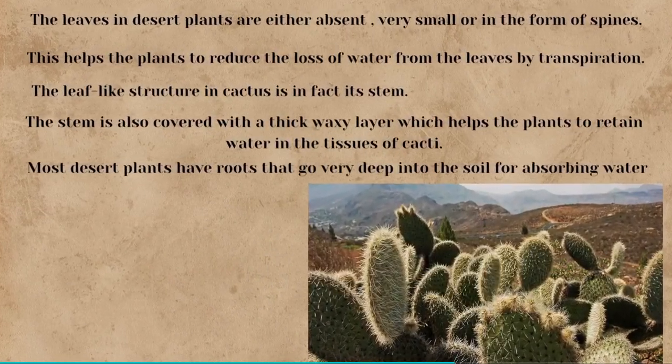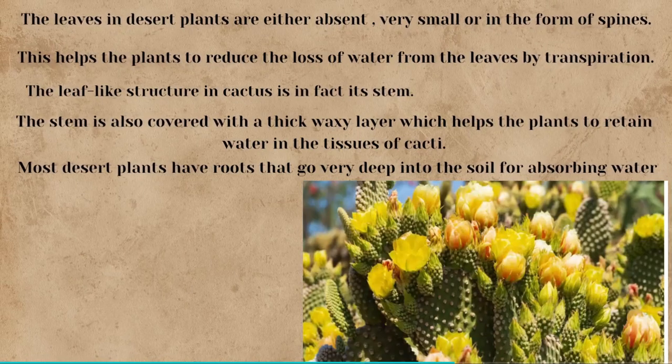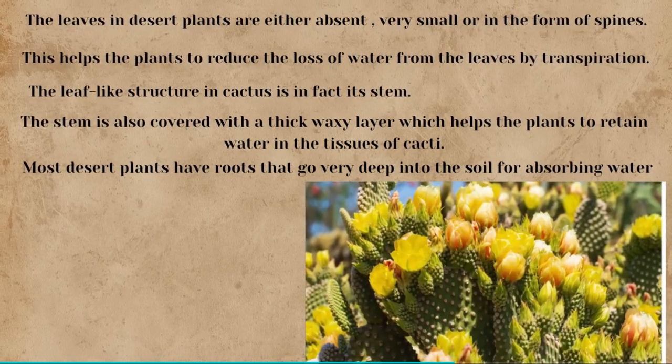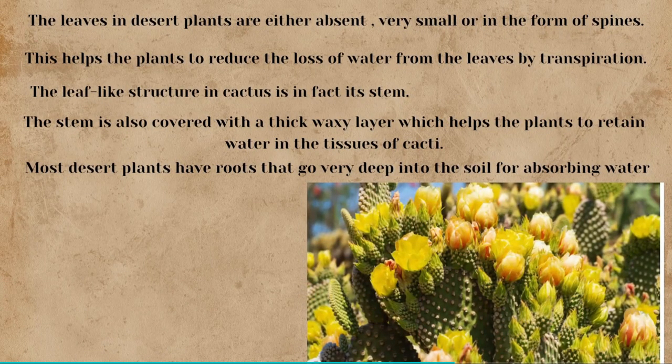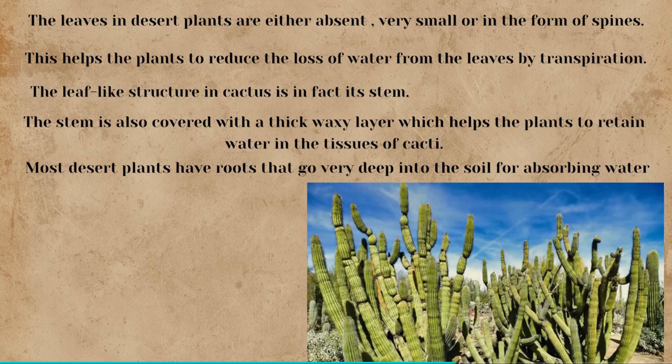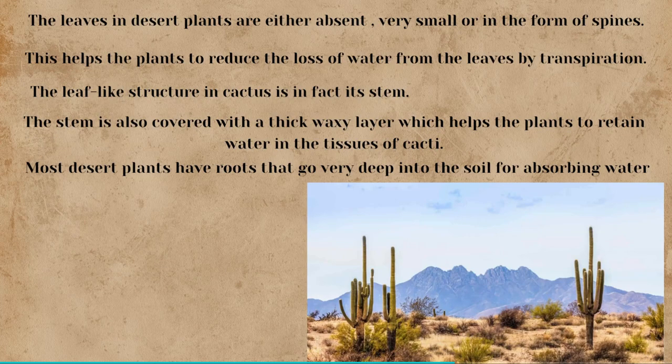Now let us look at the desert plants. The leaves in the desert plants are either absent, very small, or in the form of spines. This helps the plant to reduce the loss of water from leaves by transpiration. The leaf-like structure in cactus is in fact its stem.